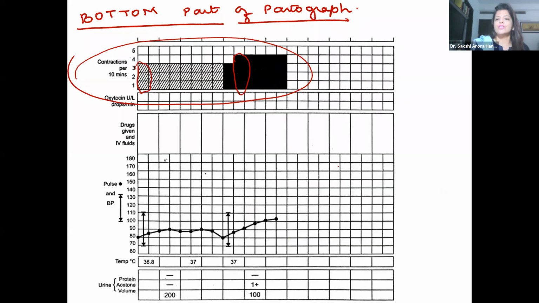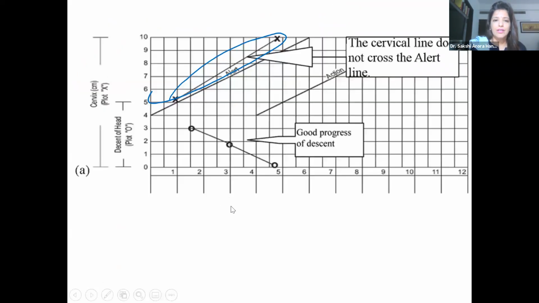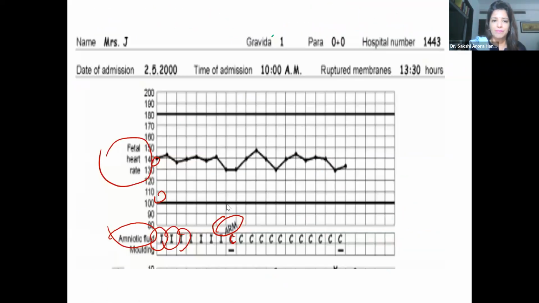Apart from contractions, in this bottom part of the partogram, you will also write whether you are giving oxytocin and how much oxytocin, what is the pulse of the patient, what is the BP of the patient, what is the temperature. All this information also has to be filled in, right? So this is the basics about how to read a partogram. And if you have understood this, now go to this partogram which was here.